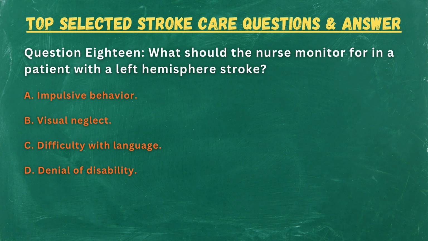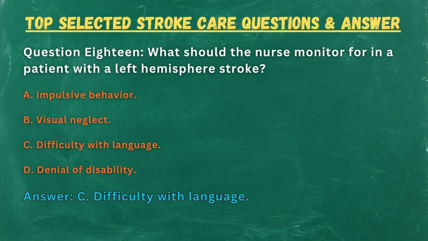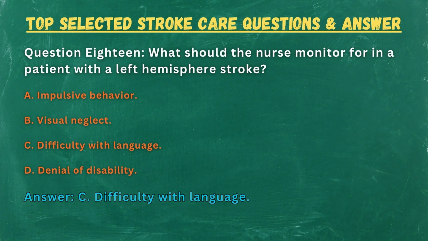Question 18. What should the nurse monitor for in a patient with a left hemisphere stroke? A. Impulsive behavior. B. Visual neglect. C. Difficulty with language. D. Denial of disability. Answer: C. Difficulty with language.